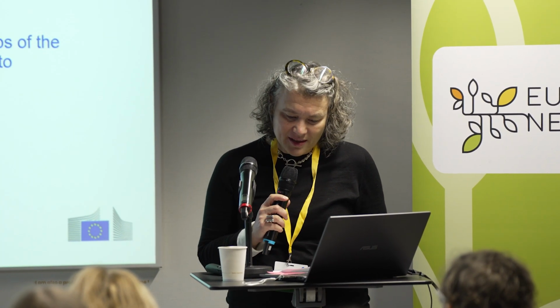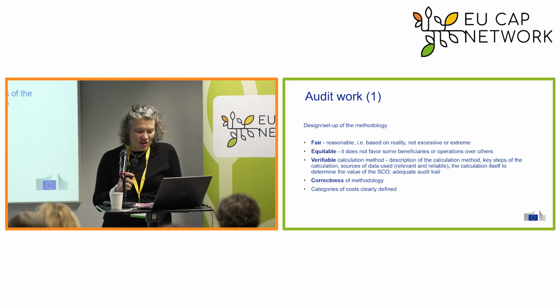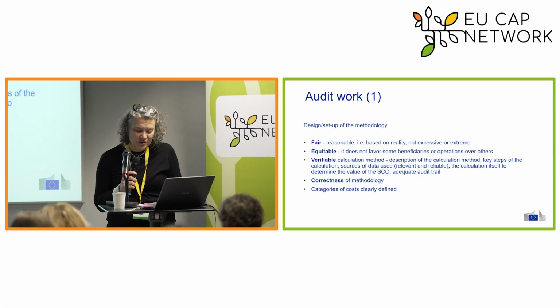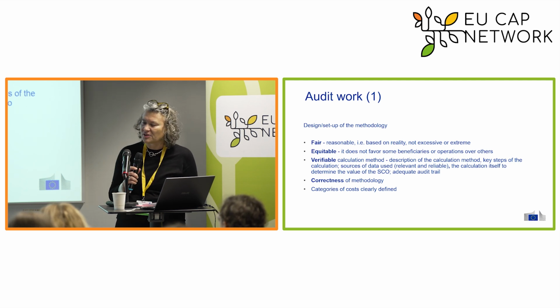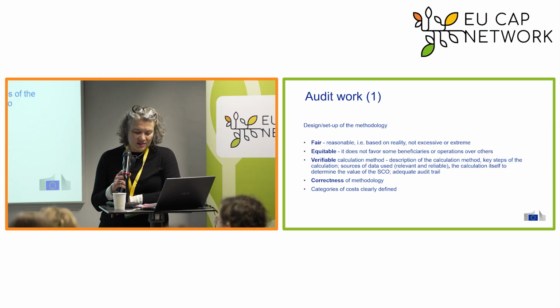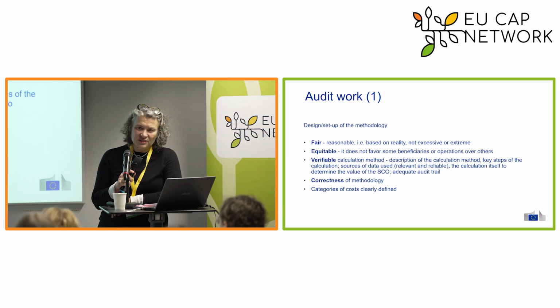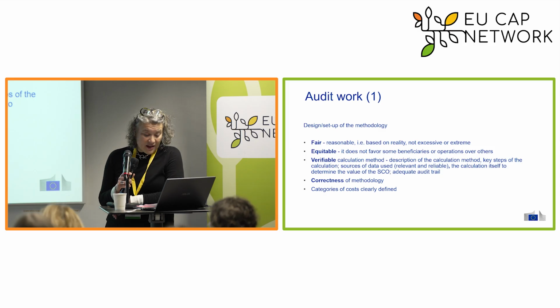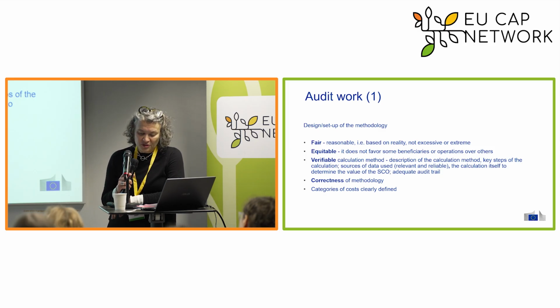So I serve as an auditor with DG AGRI in Unit H2. We carefully oversee and evaluate controlling aspects, ensuring the proper implementation and functioning of the SCOs. Our audit work begins with examining the setup of the methodology. It's essential that the design is fair, rooted in reality, and avoiding extremes or excesses. We strive for equity, ensuring no particular beneficiary or operation receives unfair advantages. A verifiable calculation method is crucial for transparency.